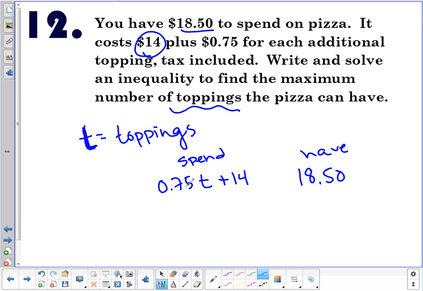I can't spend more than what I have, so what I spend has to be less than. It could go all the way up to exactly $18.50, so I can put the equal sign on, but it can't go over. Now I solve it.